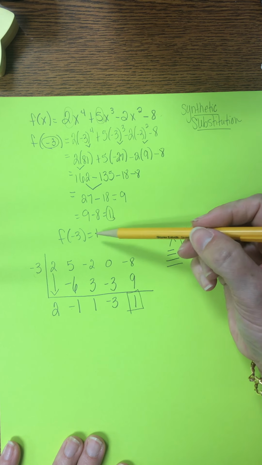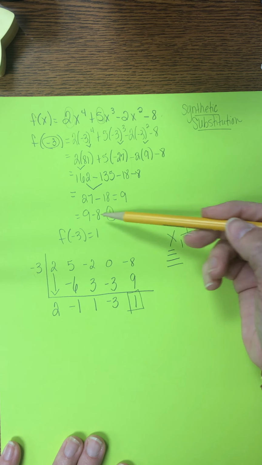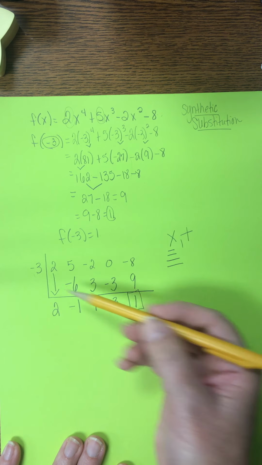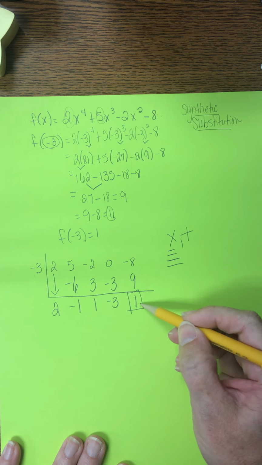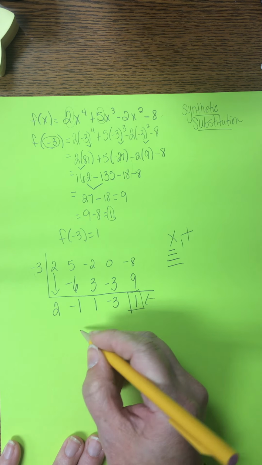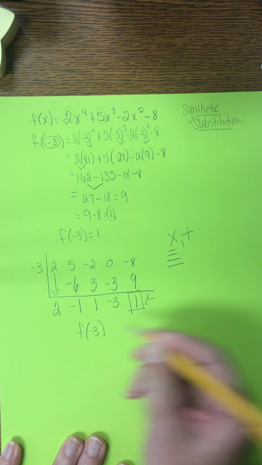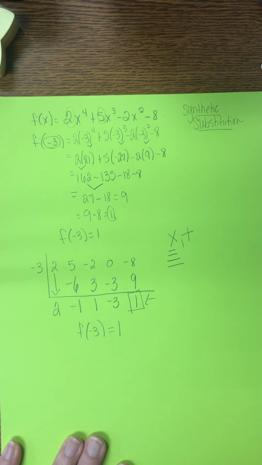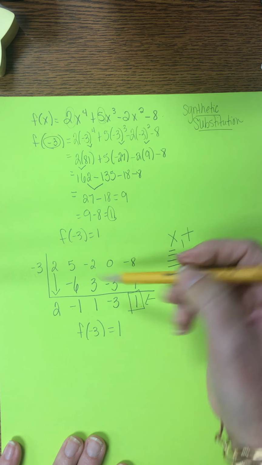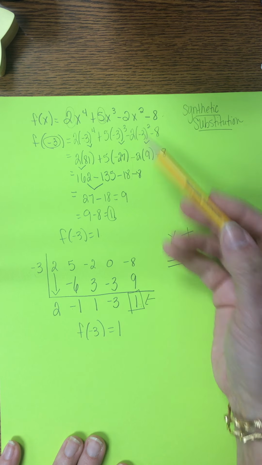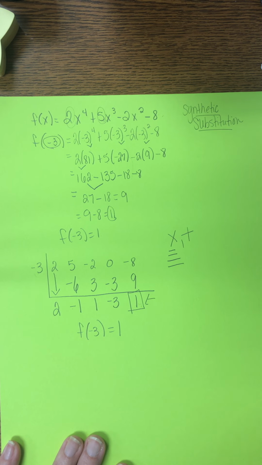And you see when I plugged in negative 3 and worked it out, I got 1. When I used synthetic substitution, what did I get as well? 1. So this also tells me that f of negative 3 is equal to 1. And that's what synthetic substitution helps you with. It's a sometimes quicker way to do your substitution.